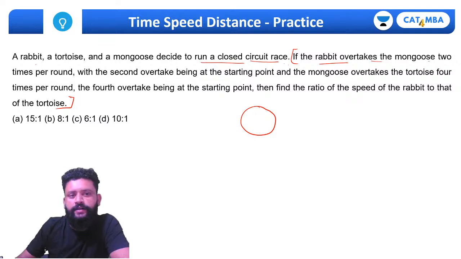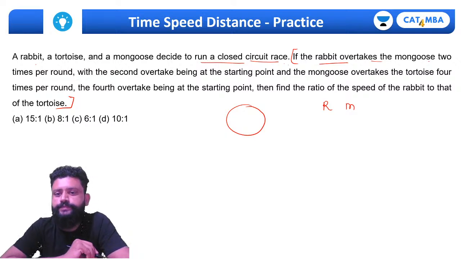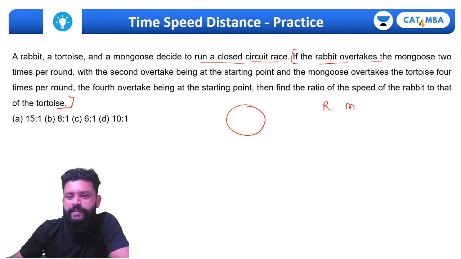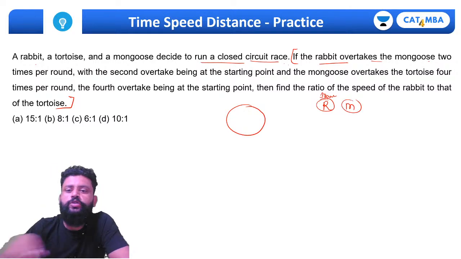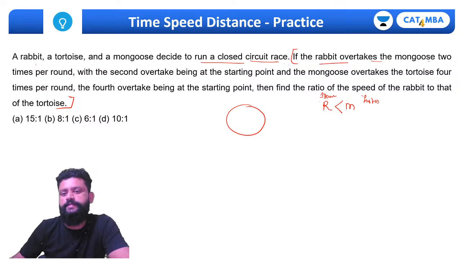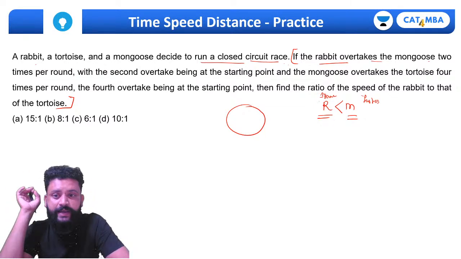If the rabbit overtakes the mongoose 2 times per round, tell me what should be the ratio of the speed of rabbit and mongoose. This one's speed should be higher. Two times per round simply means in 1 round R should meet M 2 times, so M must be faster and R must be slower. That's the thing you should understand. R must meet M 2 times, meaning the mongoose has to complete more rounds, right, only then will it meet. It should meet 2 times.